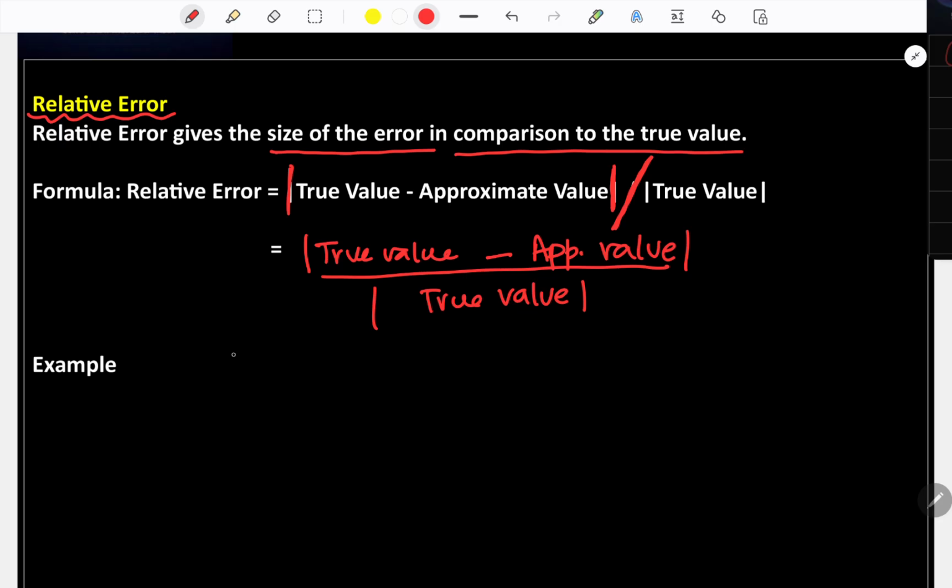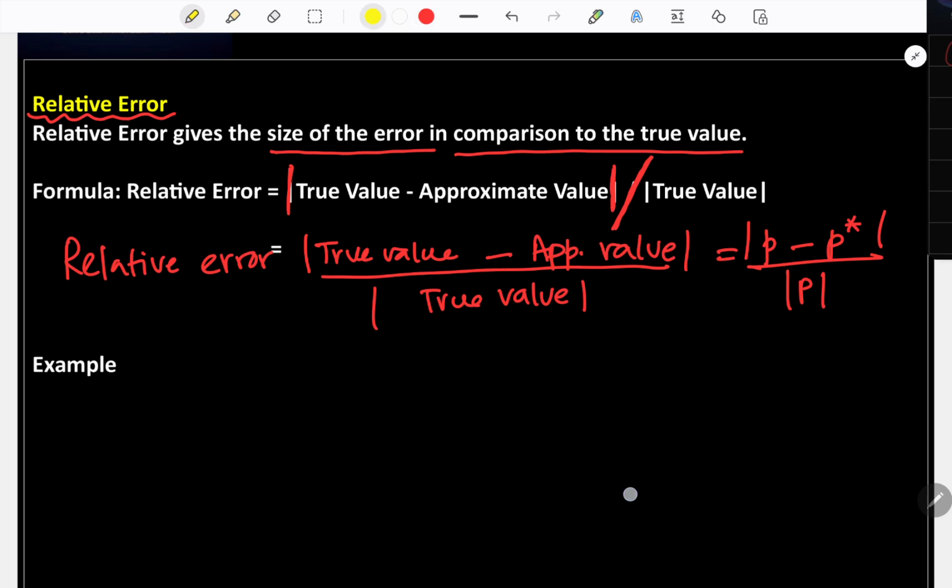Keep in your mind. So what is your true value? We call it P. What is your approximate value? We call it P star. What is your true value? Absolute value of P. This is the formula to calculate relative error. Clear, everybody? Relative error, right?